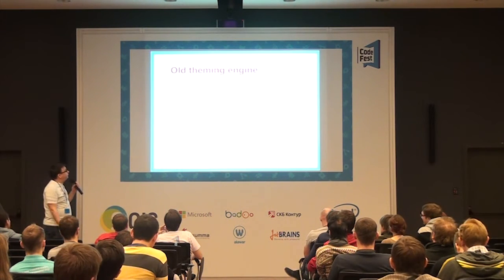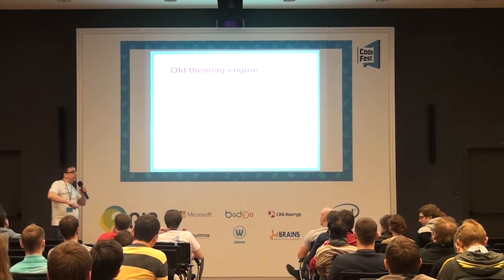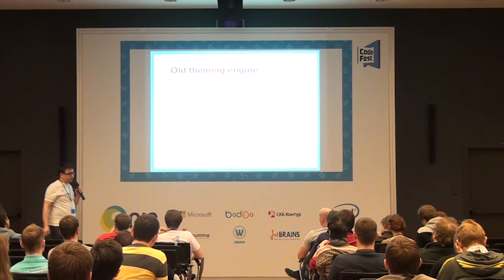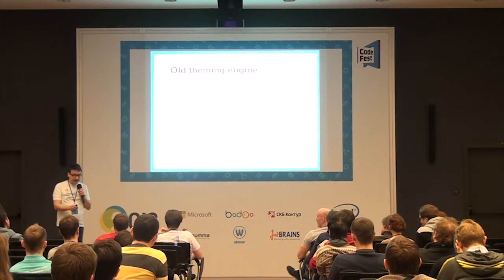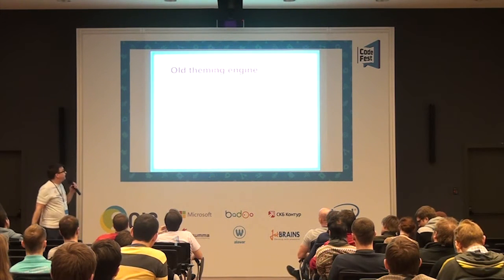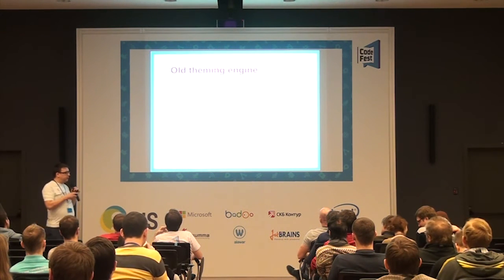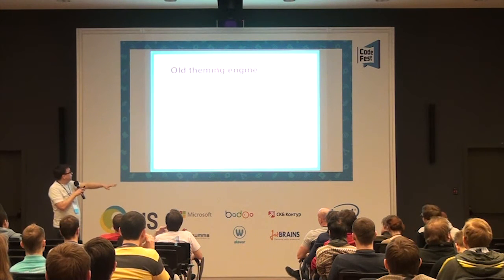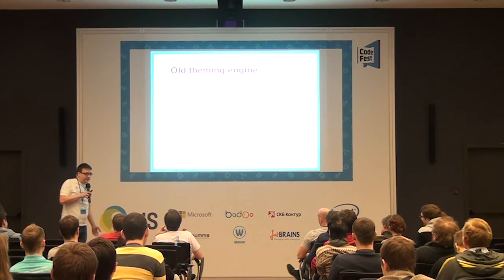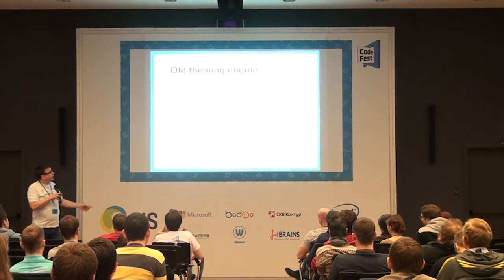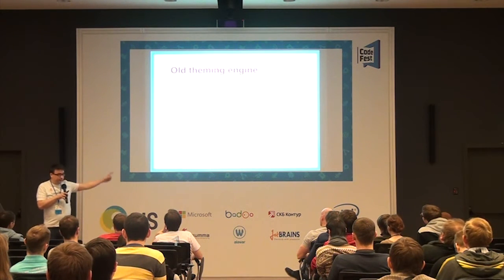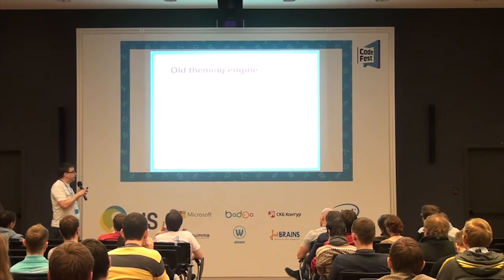Before doing iOS 7, we had a theming engine, but it had some problems. The first one was it was done by a contractor, and he was trying to do a one-size-fits-all solution that does everything, and doing so on iOS 4, where it was really hard to get that stuff done.